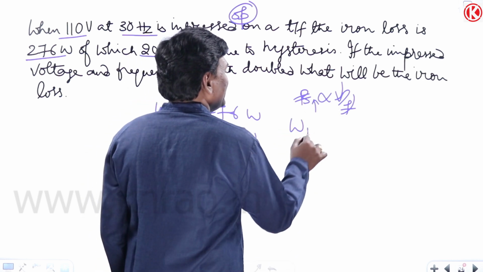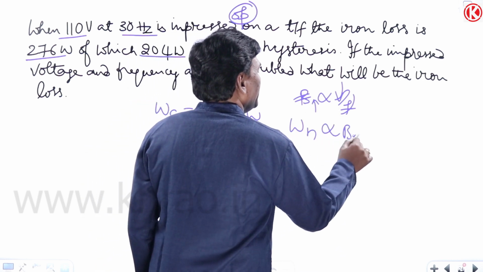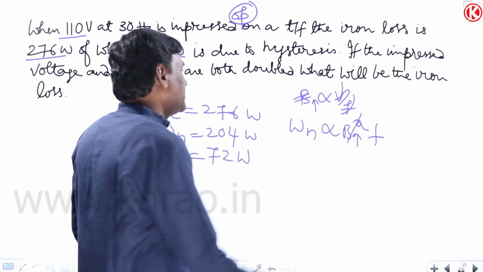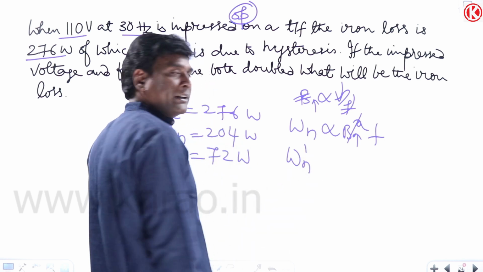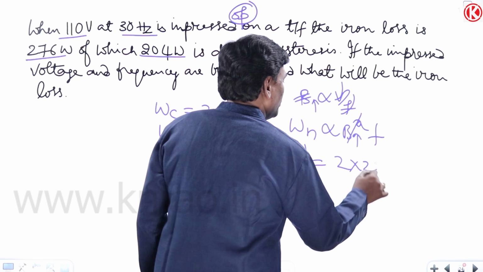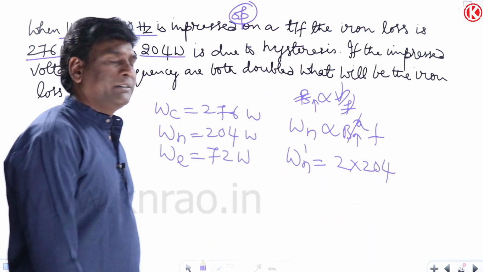Now if you think of hysteresis loss, it is directly proportional to Bmax to the power of X into F. Bmax is constant, forget about it. Directly proportional to F. So hysteresis losses in the new case, frequency is double, no? So it should be 2 into 204, directly proportional to frequency.